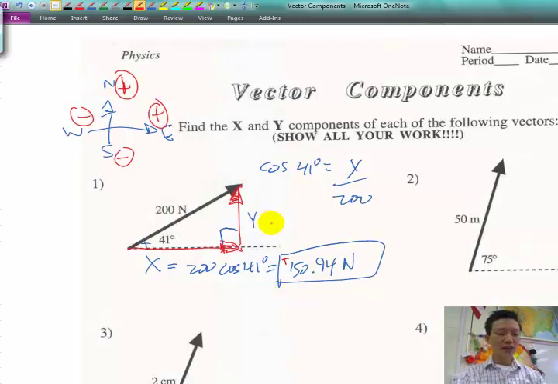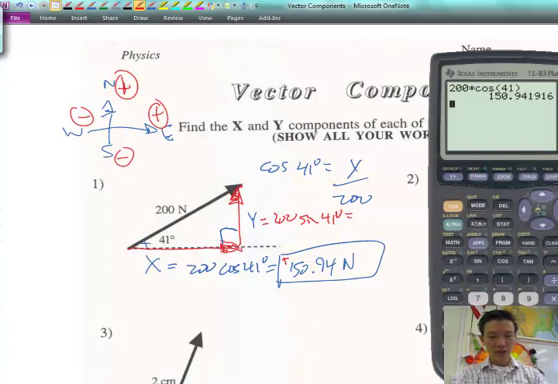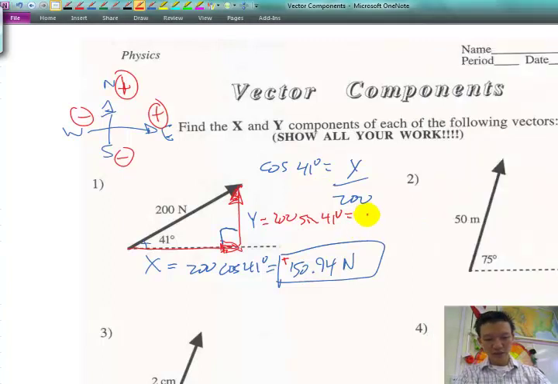How about y? How can we find y? This is easy, right? It'll just be 200 times the what? Instead of cosine, that's the opposite side, right? Sine of 41. So go ahead and punch that in really quick. We'll take 200 times the sine of 41. Piece of cake. And we're getting whatever, right? Like 131.2 newtons. Also positive, okay?